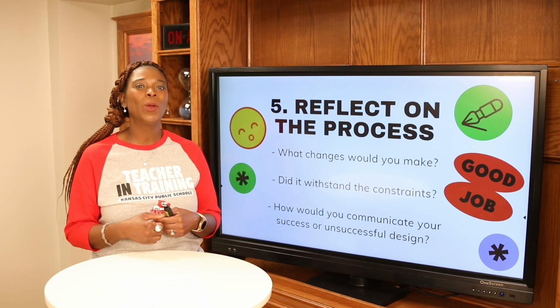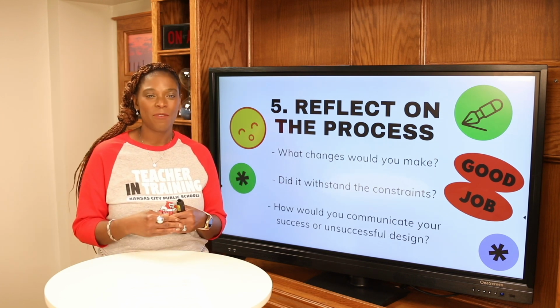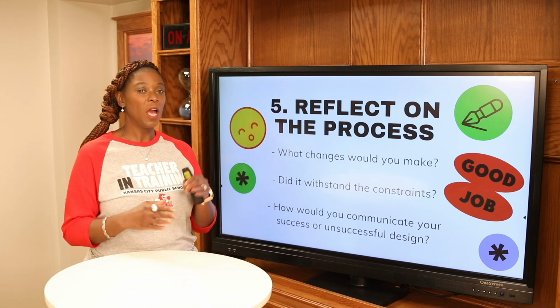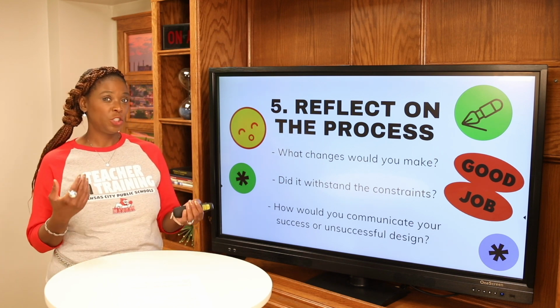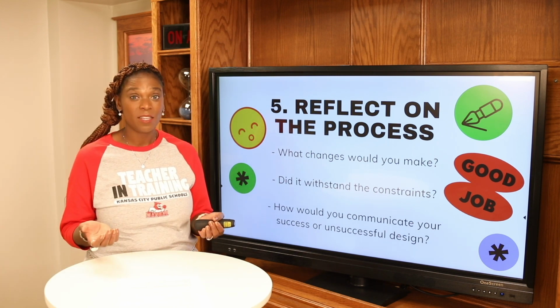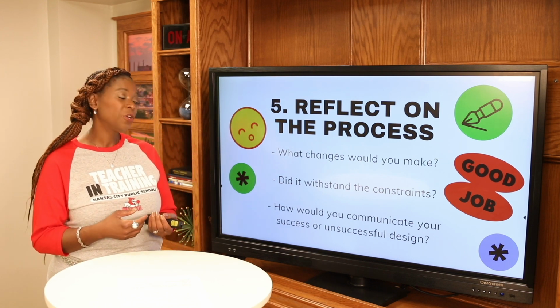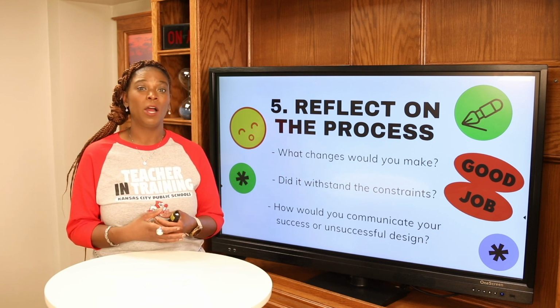Reflection is where we get a chance to think about how smart we are getting from this type of activity. What changes would you make when your boat sank to the ground? Did it withstand the constraints? Did it hold your weight? How could you improve that boat the next time you do it? And how will you communicate your successes and your unsuccessful design process?